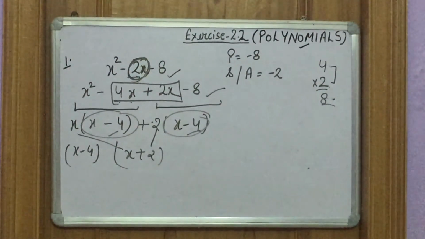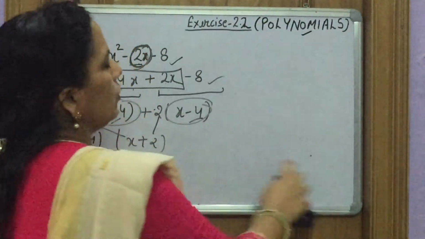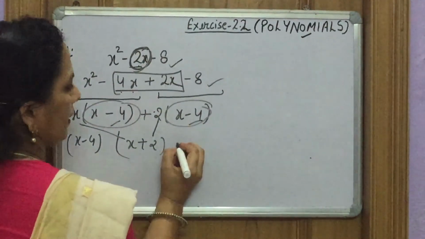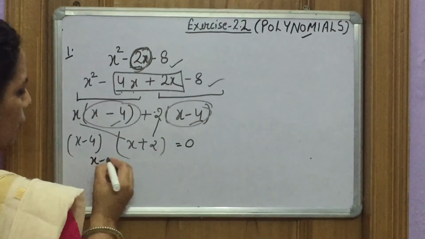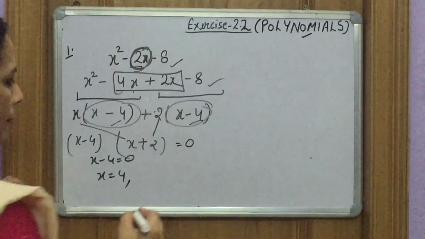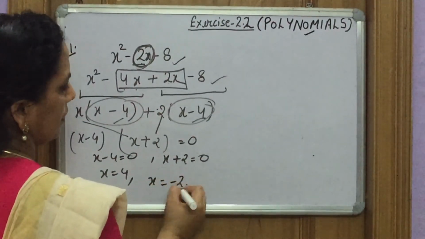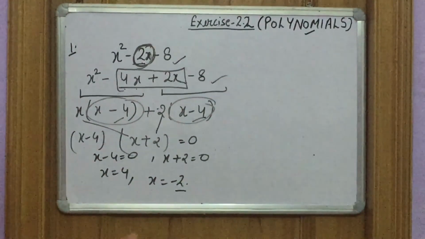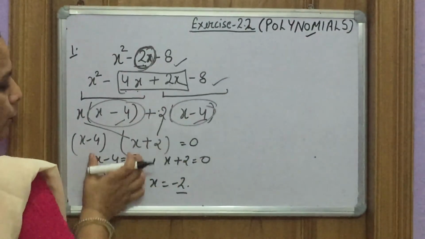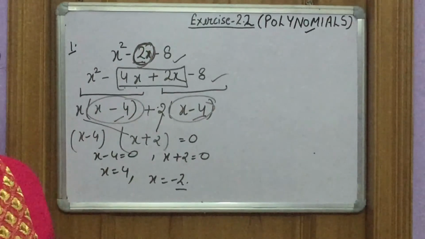The next part of the same question is to verify the relationship between the zeros and the coefficients. These are the factors. Put these two factors equal to 0. Then we get the first zero is 4 and the second zero is minus 2. To find the zeros of a quadratic equation, put the equation equal to 0, then put both brackets equal to 0. Then we get two values of x.